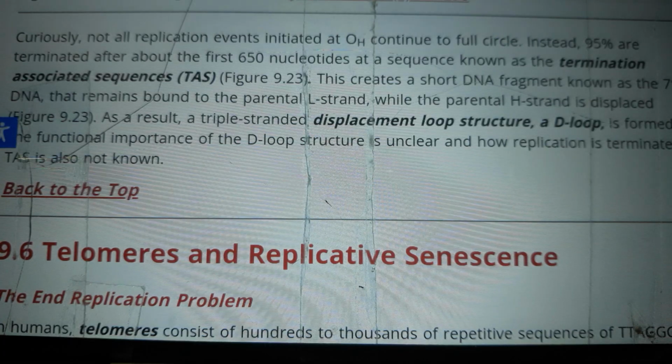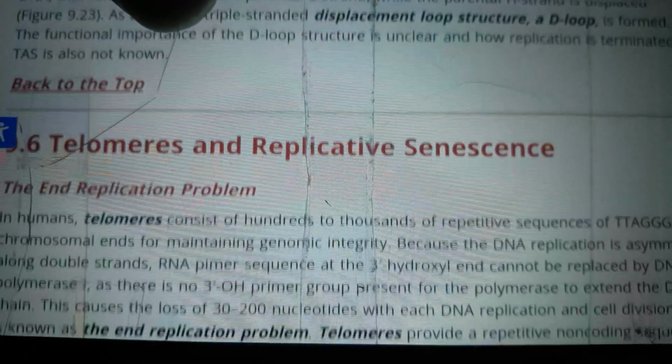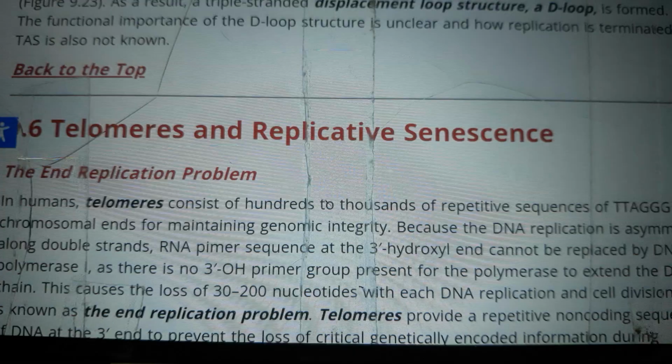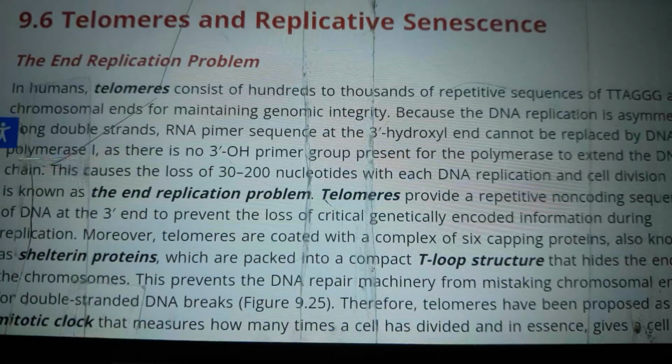This creates a short DNA fragment known as the 7S DNA that remains bound to the parental L strand, while the parental H strand is displaced. As a result, a triple-stranded displacement loop structure, the D-loop, is formed. The functional importance of the D-loop structure is unclear, and how replication is terminated at the TAS is also not known. The next topic will be telomeres and replicative senescence.